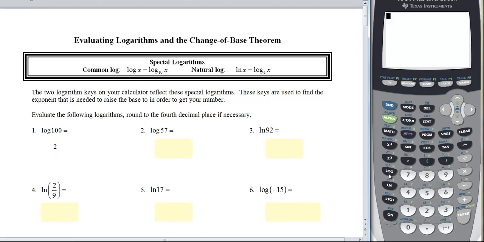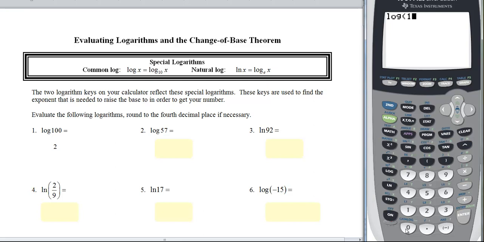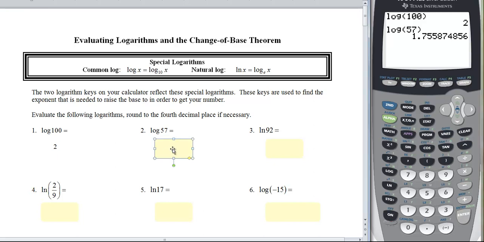So let's try it on the calculator. Log 100, enter. There's my 2. Now this one I can't write as easy as I did the other one. So I'm just going to type it in. So log 57. And remember, I'm asking the calculator, what exponent do I need? Remember, logarithms and exponents are the same thing. So to fourth decimal place, 1.7559.